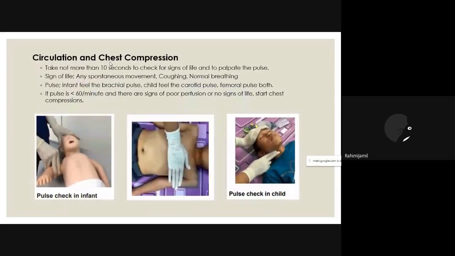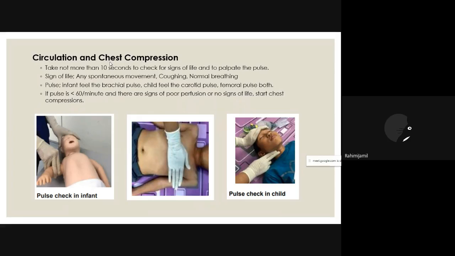And next is circulation and chest compression. We must check for no more than 10 seconds for any sign of life and pulse palpation. What are signs of life? Any spontaneous movement, coughing, and normal breathing. And where do we check for the pulse?